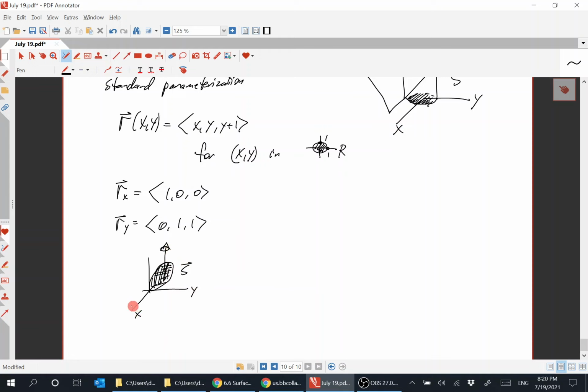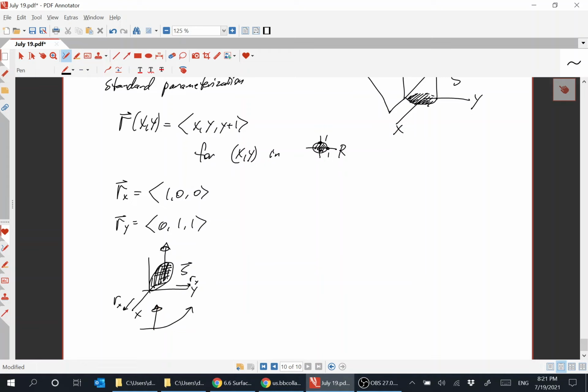Now, the partial derivative of r with respect to x is in that direction. The partial derivative of r with respect to y is in this direction. So which cross product do we want to point the surface up? Rx cross Ry or Ry cross Rx? Well, to point the unit normal vector up, you take your right hand and you curl your fingers in the direction from X to Y, and your thumb needs to be pointing up.